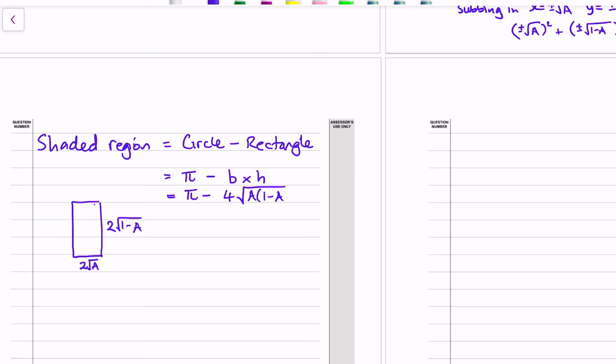Remember, when you multiply two surds together, you get the product of the things underneath the surds. Square root of a times square root b is root ab. So that's it. And then we want this shaded region to equal half the area of the circle. So we're solving this equal to pi over 2.